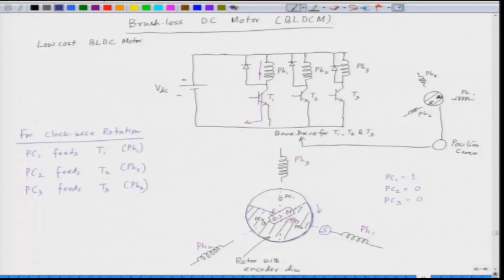So, here the windings are phase 1, phase 2 and phase 3 which are energized by T1, T2 and T3, and the input is VDC. Since we do not have any brush here, and there is a continuous rotation in the clockwise direction, we call this a brushless DC motor or BLDC motor. Now, what about anti-clockwise rotation? Say for example, we would like to have counterclockwise rotation.